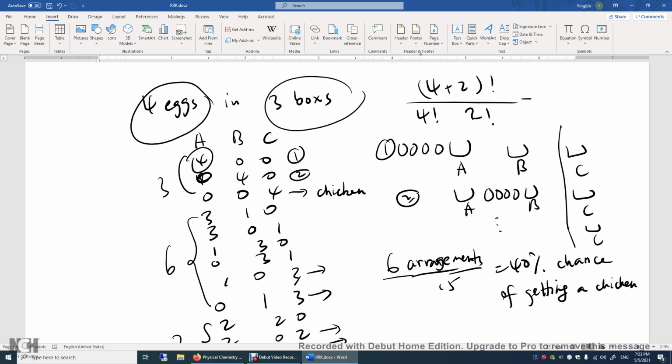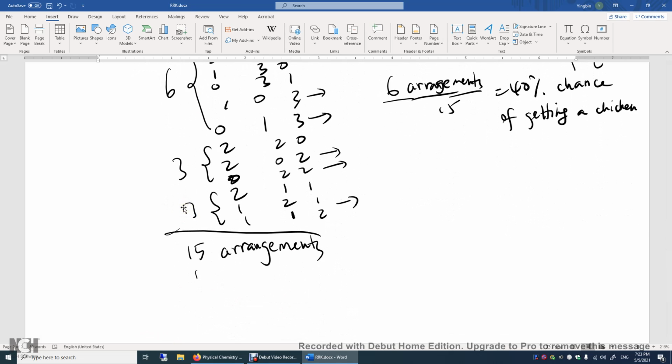And then we can do this simple calculation. 6 factorial over 4 factorial over 2 factorial. 6 factorial over 4 factorial, that's 6 times 5. And then 2 times 1 is 15. A total of 15 arrangements. Let's take a look. Again, it's just 4 plus 2 factorial over 4 factorial multiplied by 2 factorial, that's 15 arrangements.